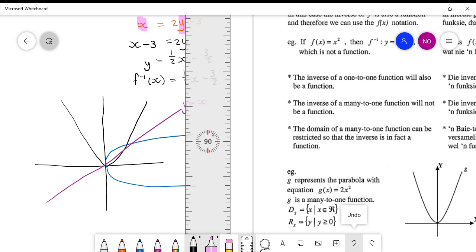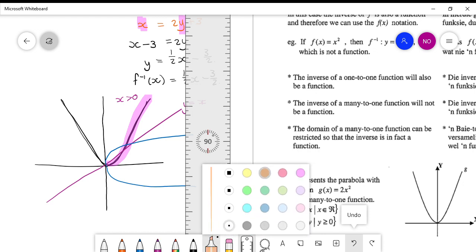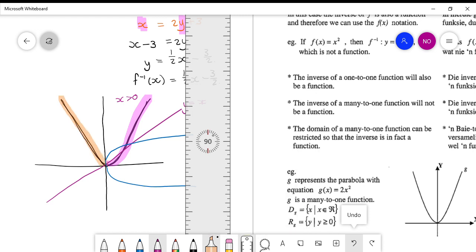So you're going to look at the parabola and you're either going to focus on this part for which x is bigger than 0, or you will focus on this part for which x is smaller than 0. Want dan is dit 'n 1 tot 1 funksie. So then if you look at it, let's say we're looking at that one, then we're ignoring this. Do you agree that that arm of the parabola is a one-to-one function? So then the inverse of that will also be a one-to-one function. It will look like this.